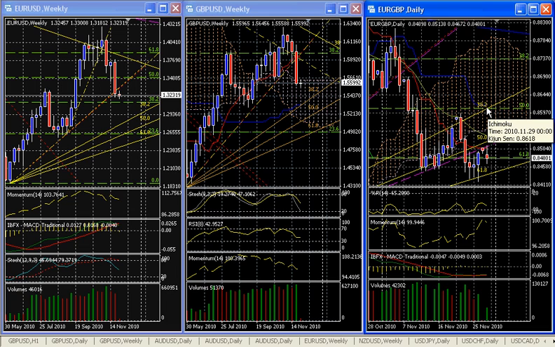And having said that, the next level of resistance would be at 0.8560 to 0.8620. With that said, as far as the Ichimoku Kijun Sen is located at.